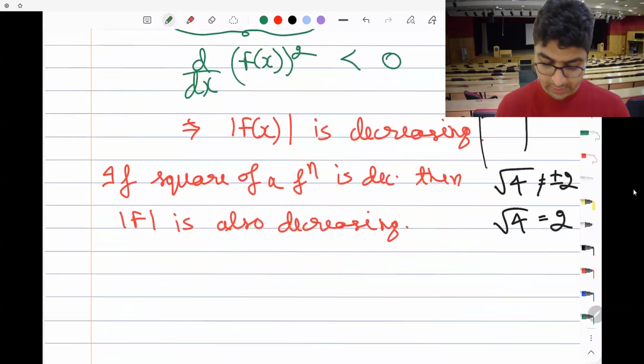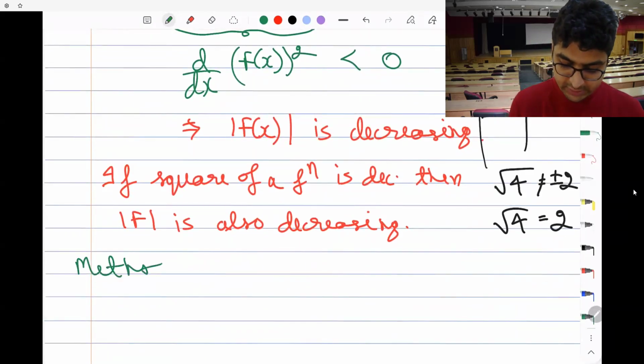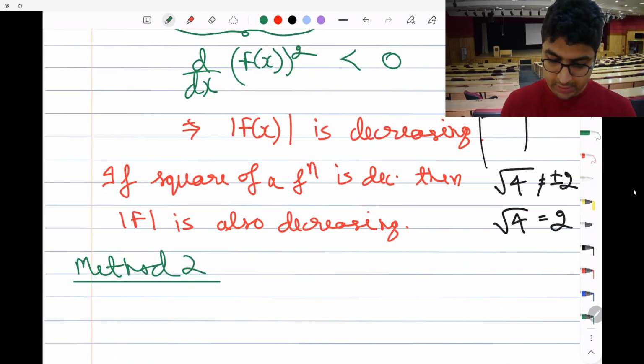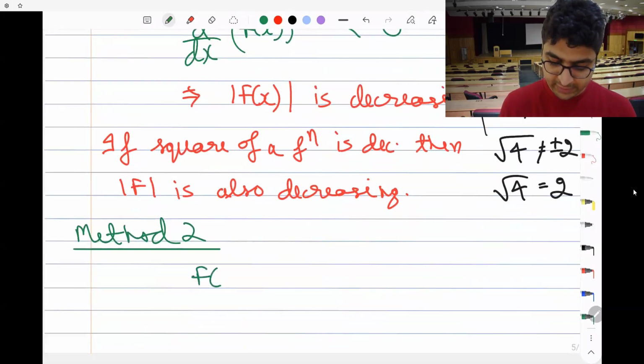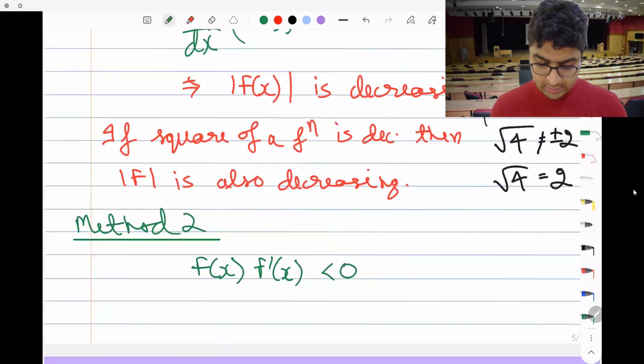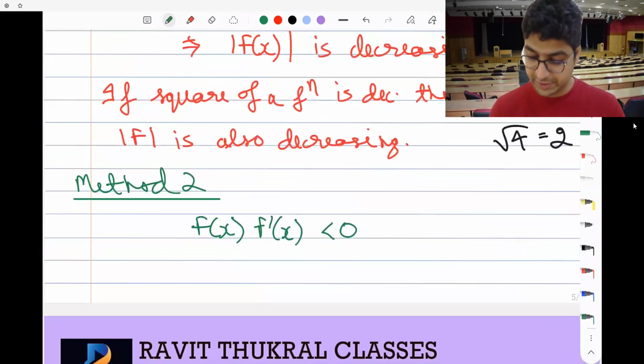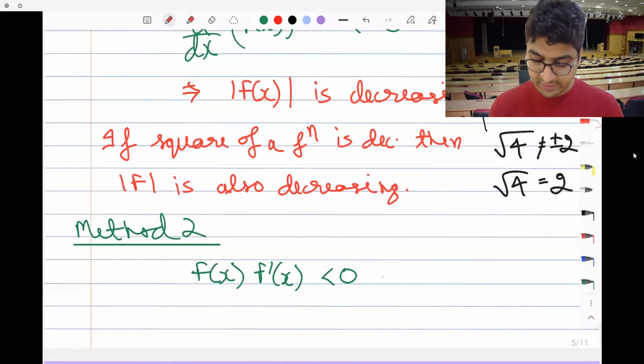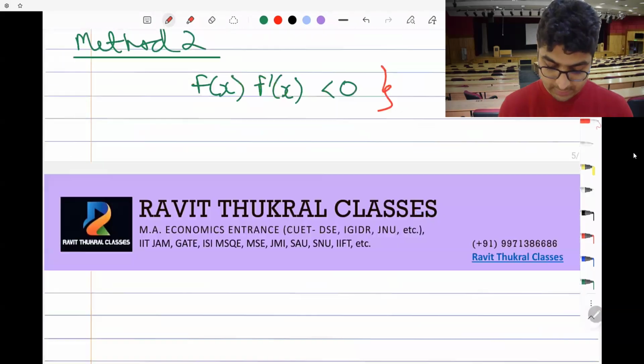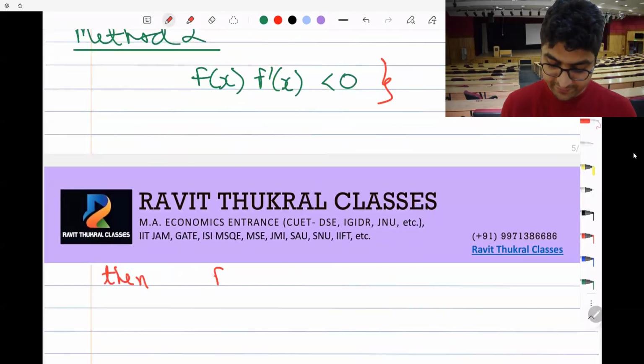Okay, so that's method one. Let me give you method two. So we have f(x) f'(x) less than 0. If this is true, let me add a page here. I need to add a page. One second. Yeah, so if this is given to be true, then f'(x) upon f(x) less than 0. This is also true.